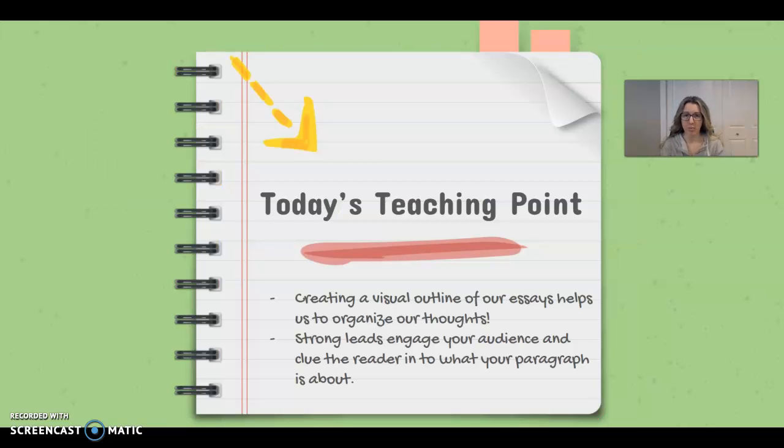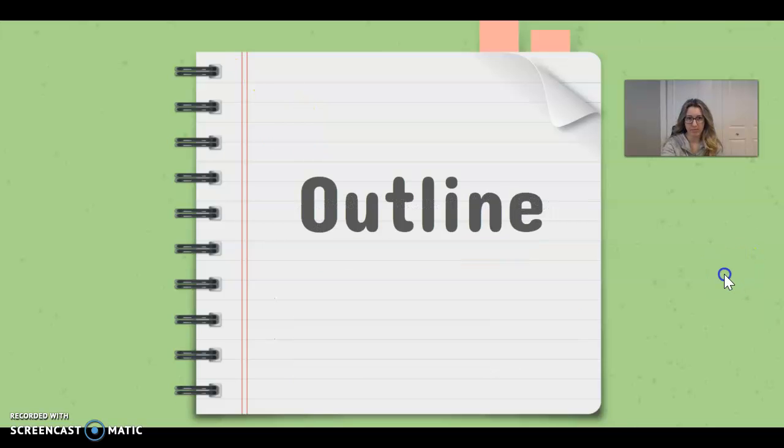So today's teaching point is that creating a visual outline of our essay helps us to organize our thoughts. So seeing what structure we're going to be using is going to help you organize how you're going to be writing this paper. Also, strong leads engage your audience and clue the reader into what your paragraph is about. So the goal with the topic sentence or lead is to, of course, engage your reader, hook their attention, and also give them some information about what they're going to be reading.